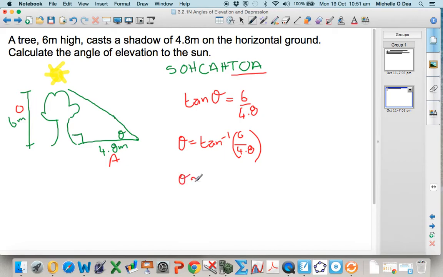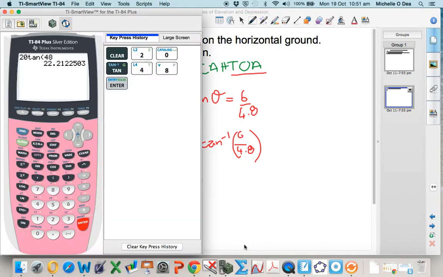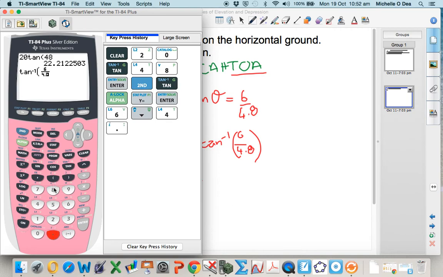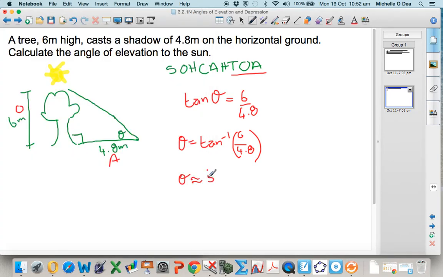So we have theta is approximately, let's grab that calculator. So we need to do inverse tan of, get my favorite function up, the fraction function, and 6 over 4.8. Enter. So we get 51.3. 1, 2, 3, 3 significant figures. It's not bigger than 5, so we chop it off. So 51.3 degrees. Okay, that's the angle of elevation. So look up to the top of the tree.